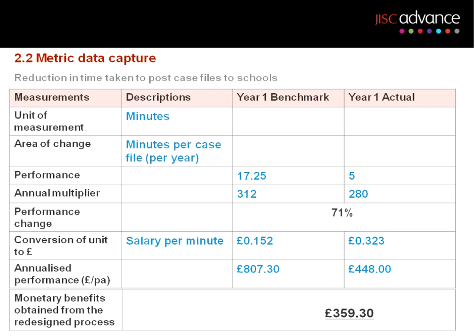And then if we move over to the right-hand column, the year one actuals, what they're saying is that after the introduction of the system, that time has now been cut per case file from 17.25 minutes to 5 minutes. And also in this case, which is slightly unusual, but this kind of shows the flexibility of the system, there's actually been a reduction in the annual multiplier. So because of the system, because it's managed to streamline some processes, they're actually reducing the number of times that they have to do this process as well, from 312 to 280.